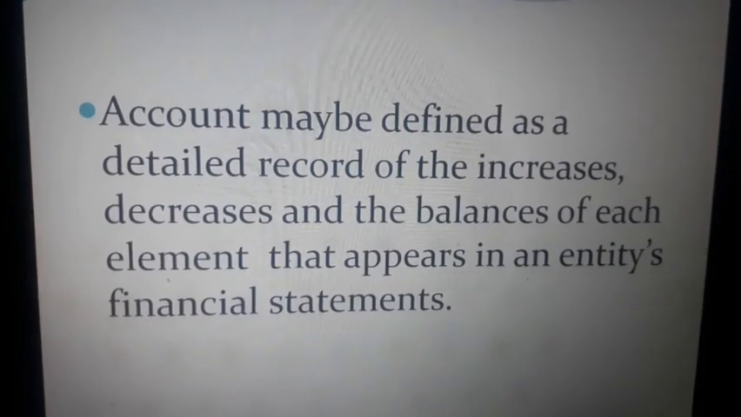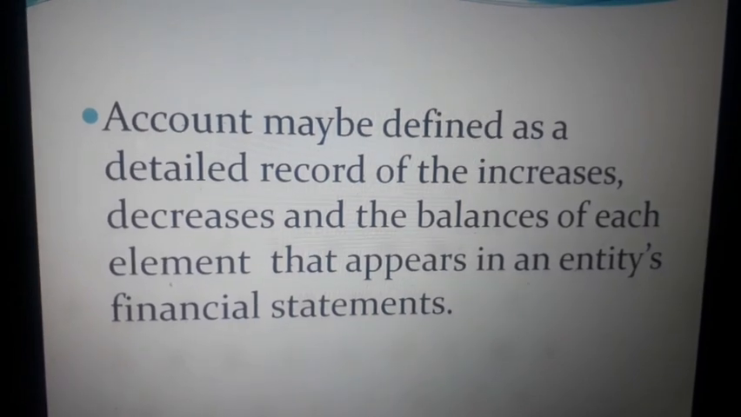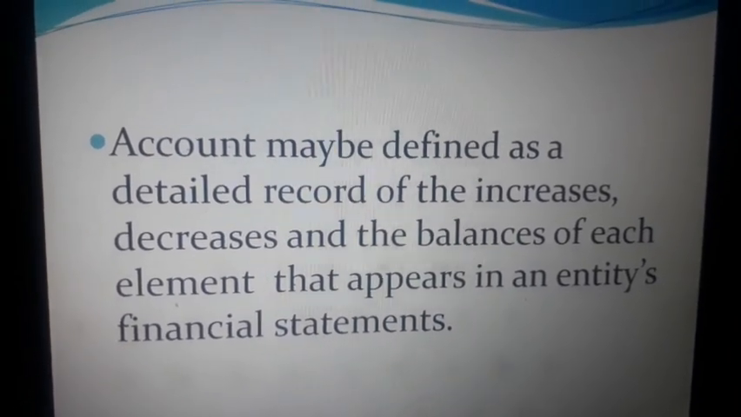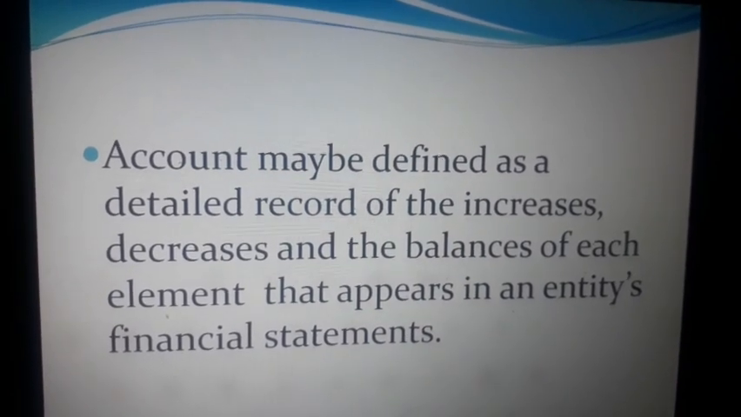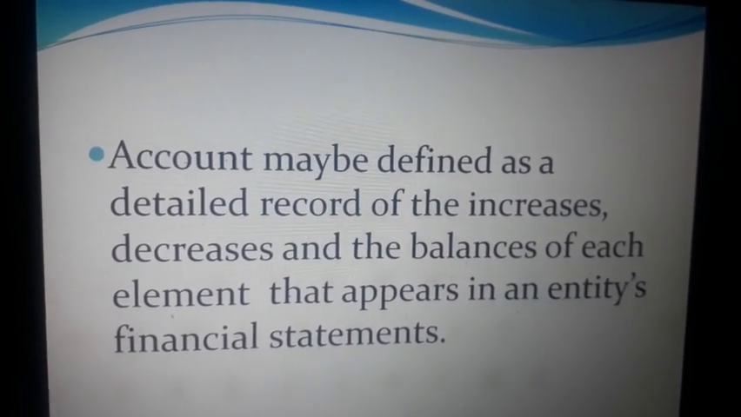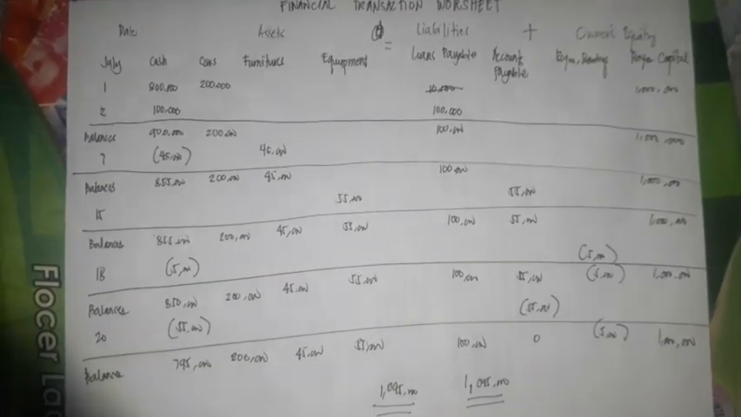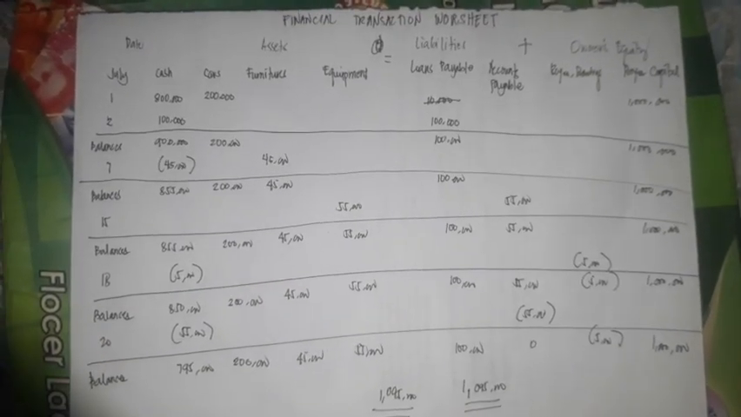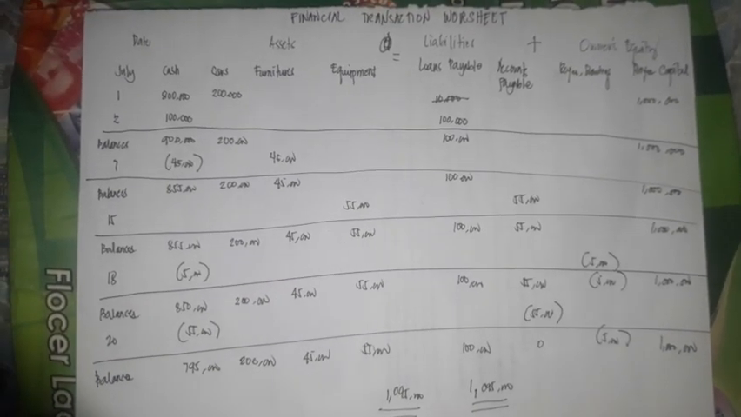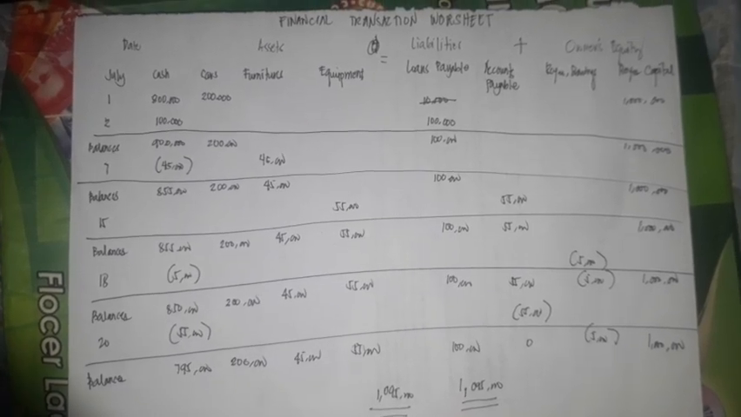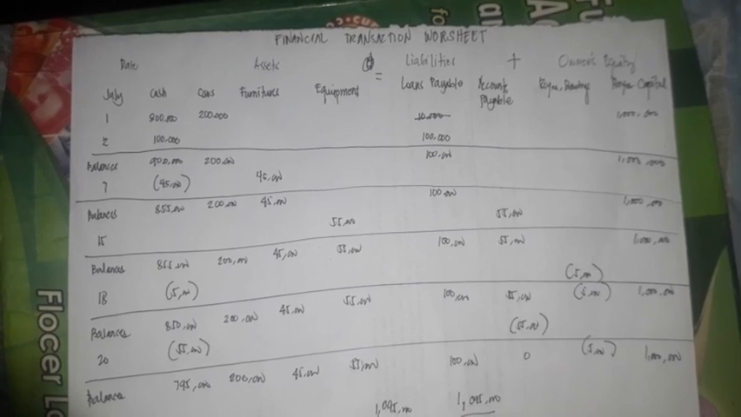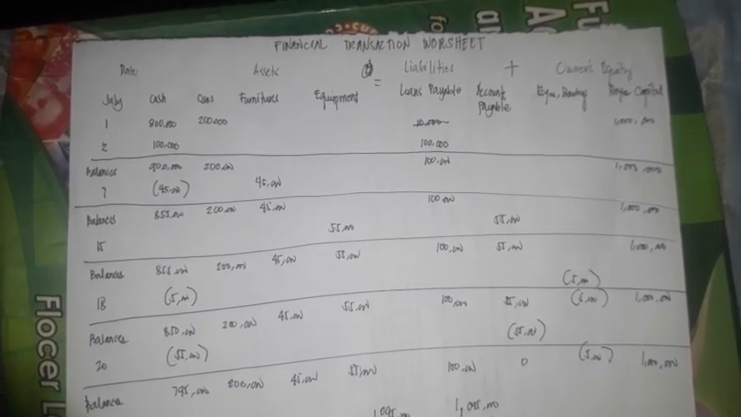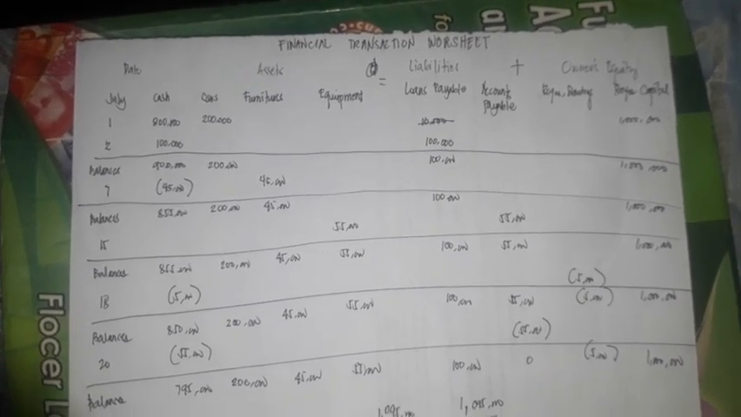Okay, so an account may be defined as a detailed record of the increases and decreases in the balance of each element that appears in an entity's financial statements. Okay, so sabi doon kanina, an account may be defined as a detailed record of the increases and decreases in the balances of each element that appears in an entity's financial statement.